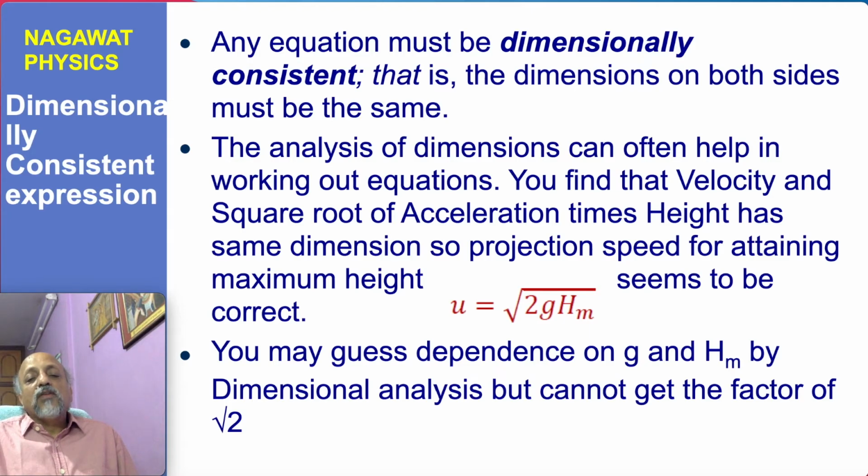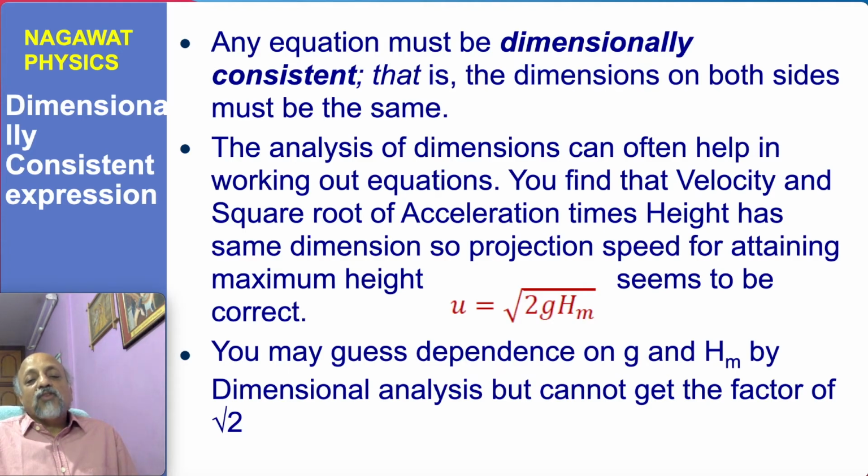Again repeating, the dimension of acceleration due to gravity is L t raised to power minus 2, that of hm is L, so that of the product g hm is L raised to power 2, t raised to power minus 2, and when you take the root, then the dimensions become L t raised to power minus 1, and that is the dimension of velocity. But you cannot get by dimensional analysis this factor of root 2, which is there, and you know why it is there. We have derived this relationship by analyzing the problem.